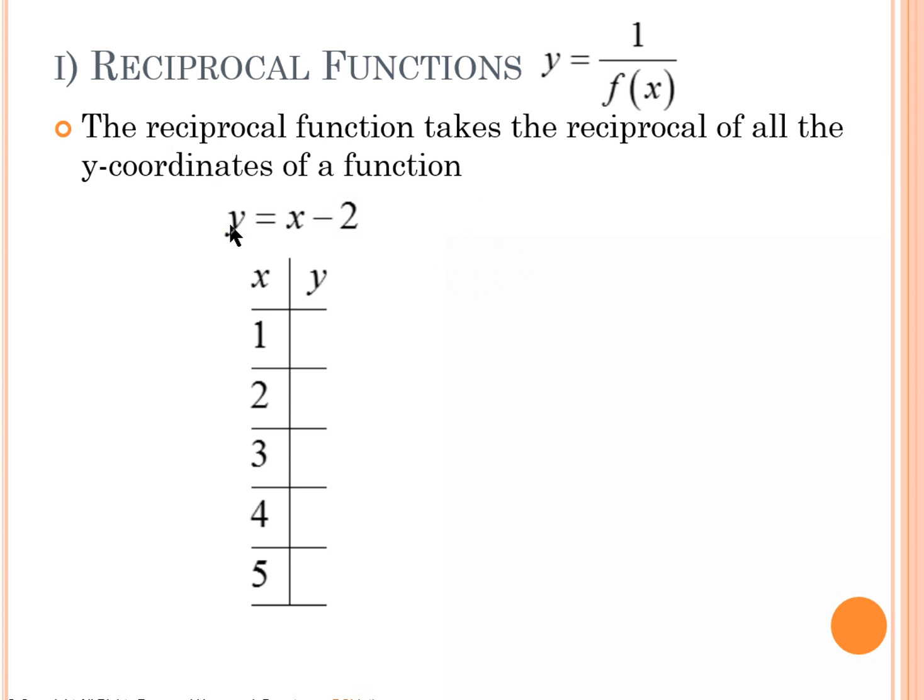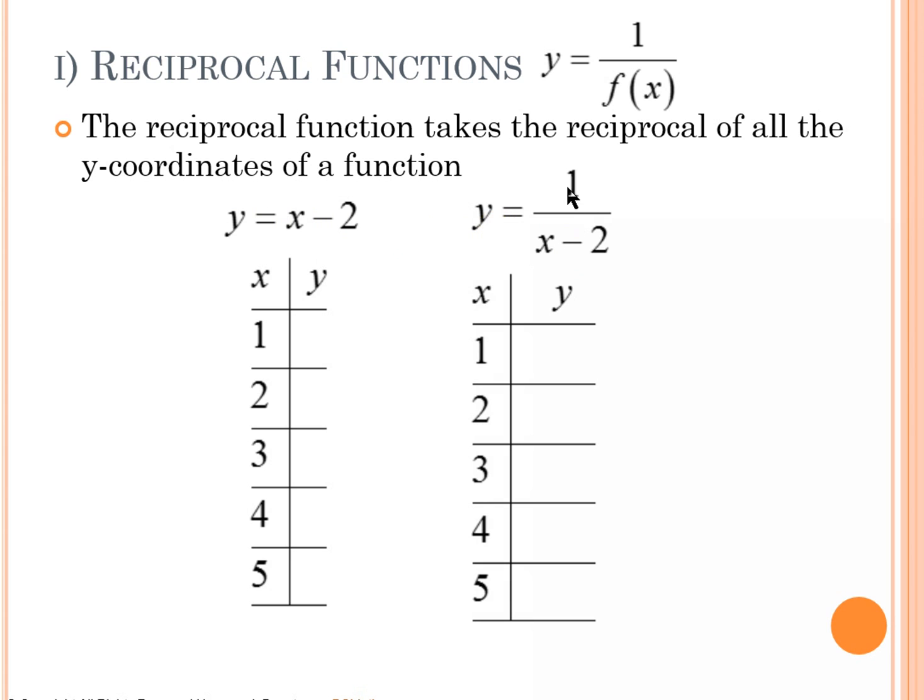Let's take a look at the graph of y equals x minus 2, and let's take a look at its reciprocal, which is 1 divided by x minus 2. So y equals x minus 2 is basically a linear function, and let's just create a table of values here. Once I create a table of values, these are my corresponding y values. So this isn't anything new. We've done this several times already.